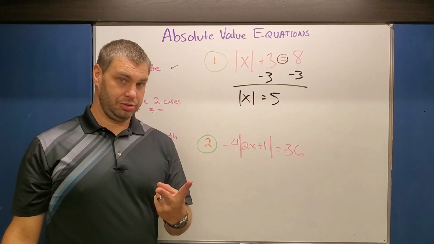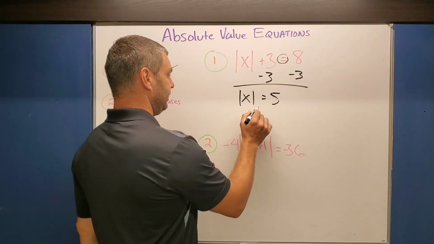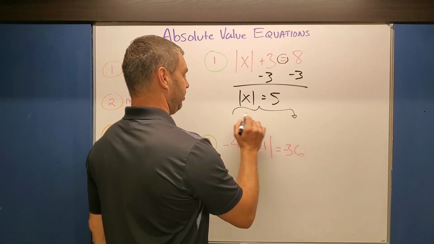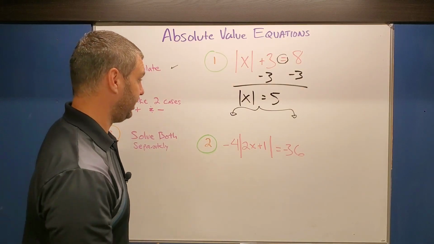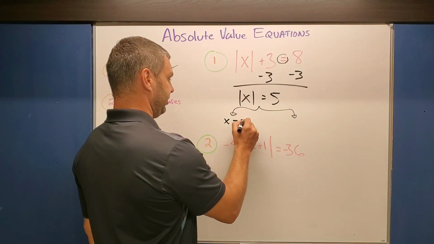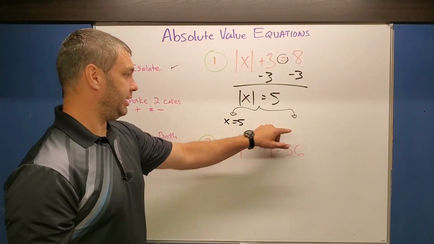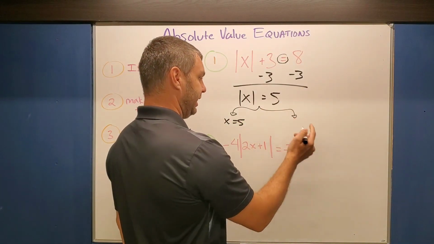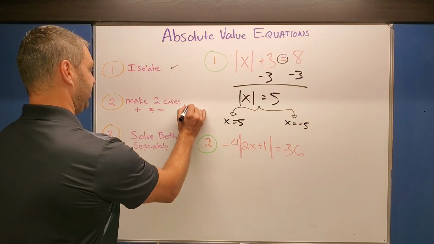Okay, now we're going to make our two cases. When we do this, you have to do something that a lot of people forget, and that is we're going to drop the absolute value bars. So instead of saying the absolute value of x equals 5, I'm just going to say x equals 5. All right, that's my positive case because it's a positive 5. The other one, I'm going to make the solution a negative. I'm going to say x equals a negative 5. Okay, so I've made both my cases.